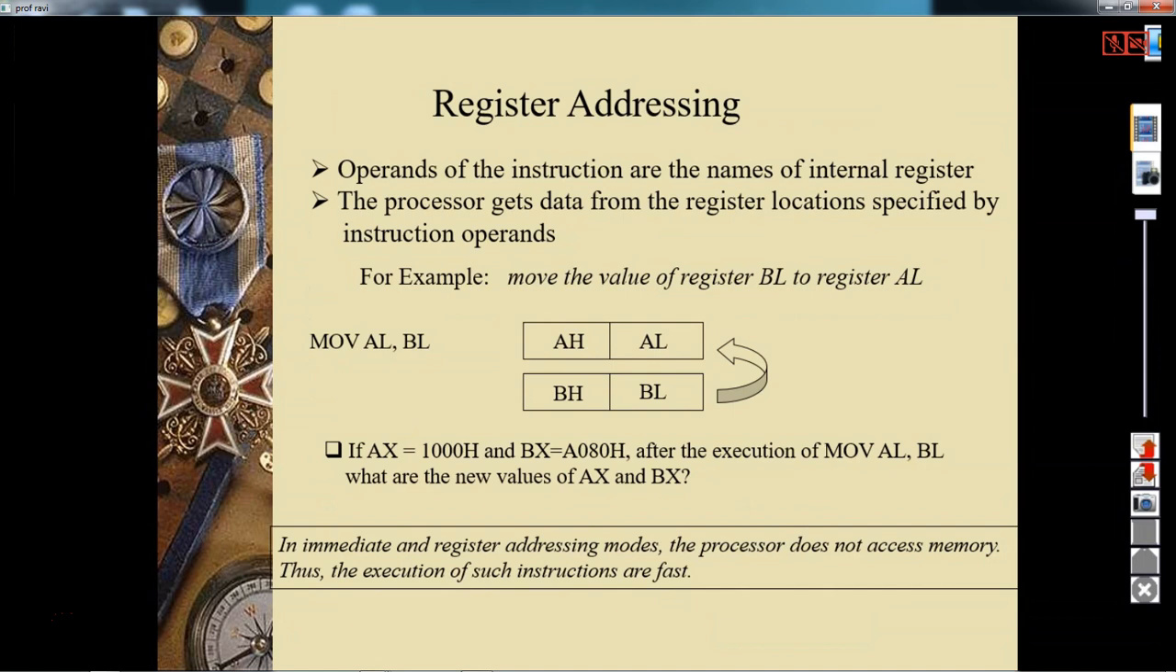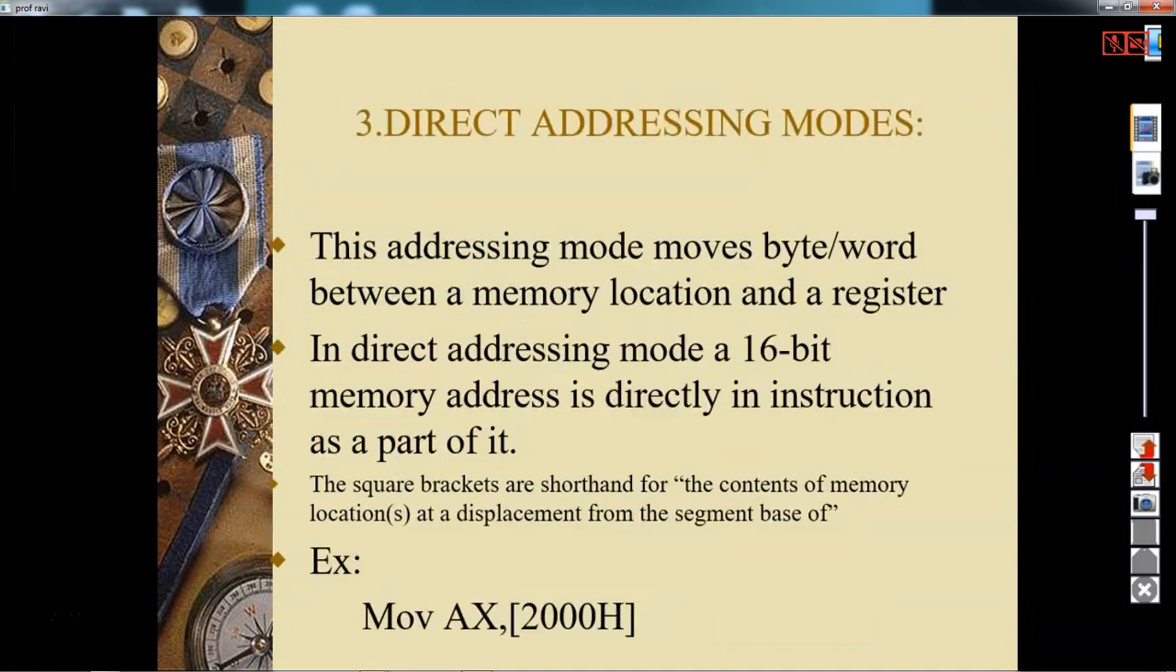So in immediate and register addressing modes, the processor does not access memory. Thus the execution of such instructions is fast. The data is available immediately in the register, so the operations are performed within the processor only, because the movement of data is register to register. Such instructions will execute very fast.